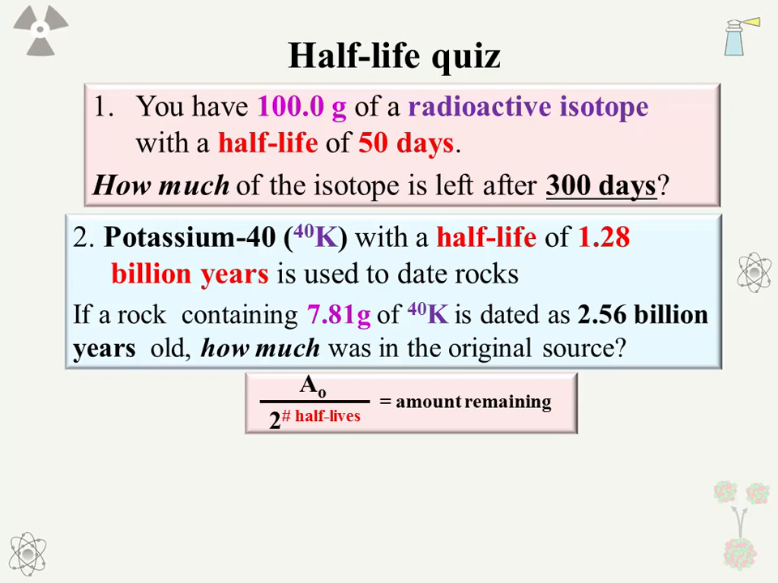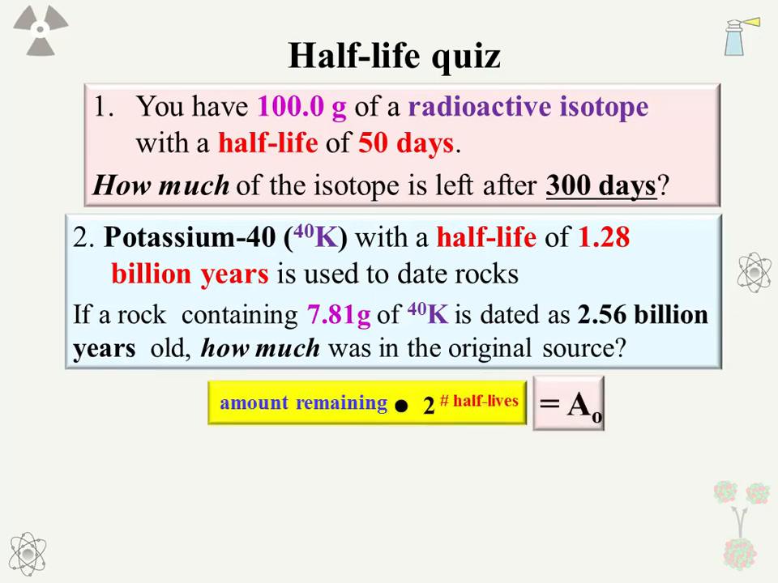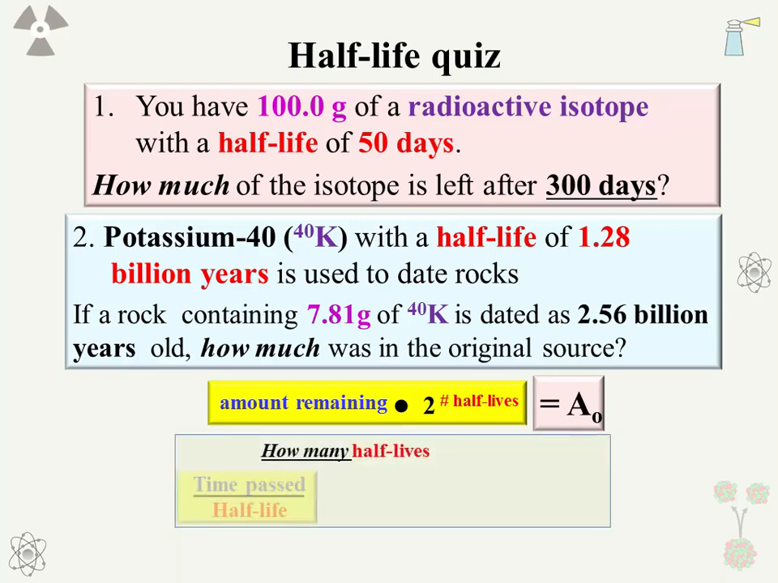Early in the lecture, A sub 0 was solved for by multiplying both sides of the equation by 2 raised to the power of half-lives. It's solved to this equation. Given is the amount remaining. What still needs to be found to use this equation is the number of half-lives that have passed. That involves the time passed divided by the half-life of the isotope.